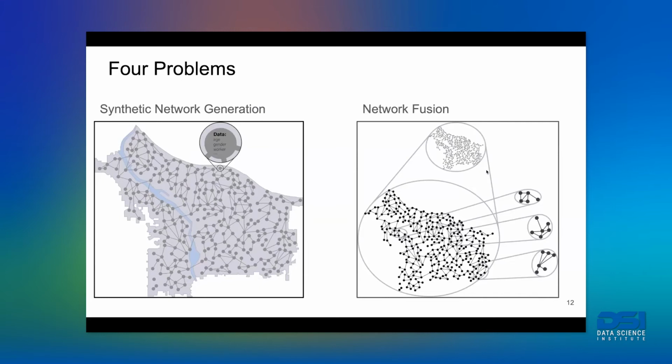So we have the global view of the network, but we don't have any information about the nodes or the edges. That's on the one hand. And on the other hand, we have a lot of information about these little islands, or we like to call them egocentric networks. And the question is, can you take these two different complementary data sets and fuse them together so that you have a more accurate and complete representation of the full population? Okay, so we call that the network fusion problem.